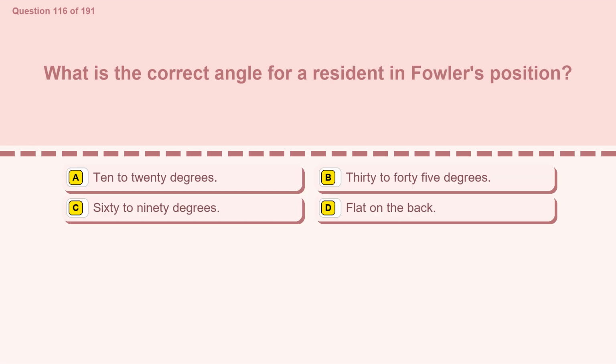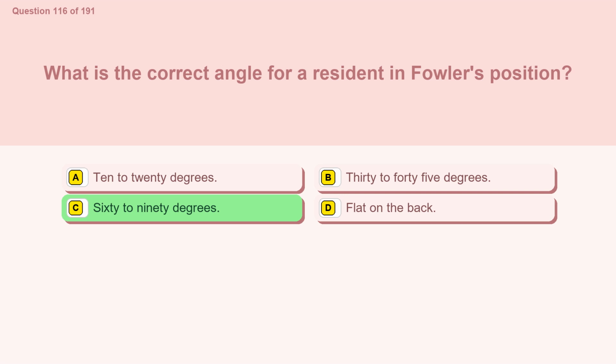Question 116. What is the correct angle for a resident in Fowler's position? Option A. 10 to 20 degrees. Option B. 30 to 45 degrees. Option C. 60 to 90 degrees. Option D. Flat on the back.